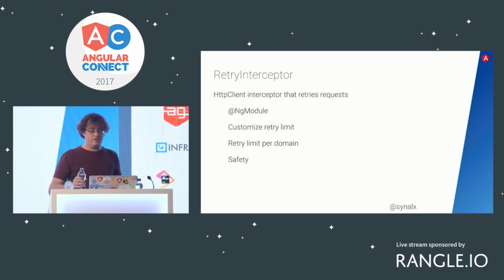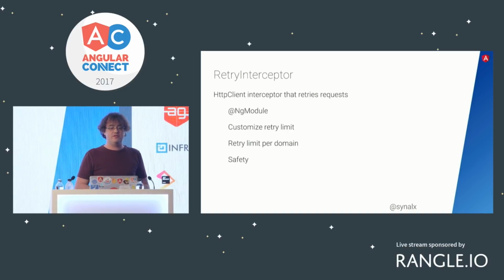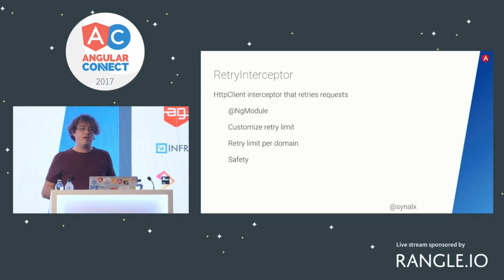So the first thing that we're going to do, and use DI to do it, is implement an HTTP interceptor that will retry requests. And that itself is actually really easy to do. We're not actually concerned with how this interceptor works internally. We care about how the user sees it, how the user can configure it and make it behave the way they want it to.